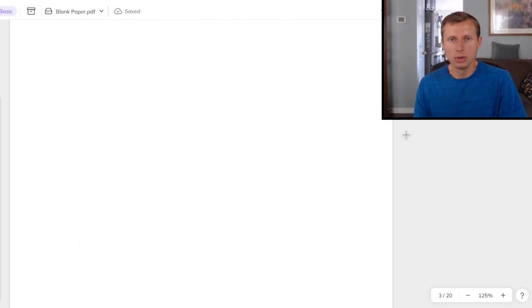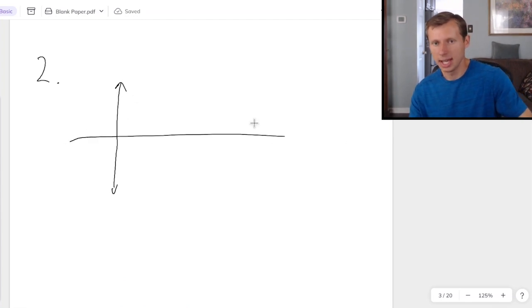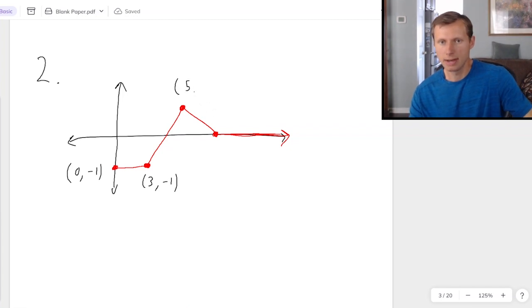Now we're just going to do one more. I encourage you to try this one on your own, but if you can't do it because it's too hard, that's fine. I'll be showing you the solution anyway. Okay, so here's my graph. Now to give you the coordinate points, they are (0, -1), (3, -1), (5, 1), and (7, 0).